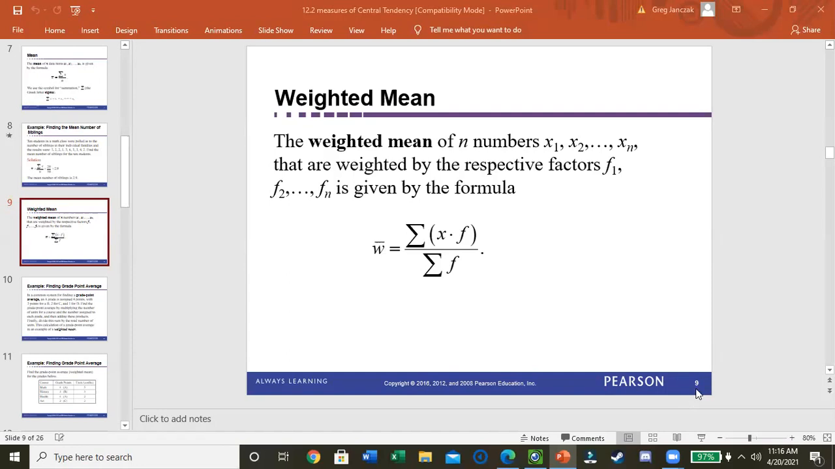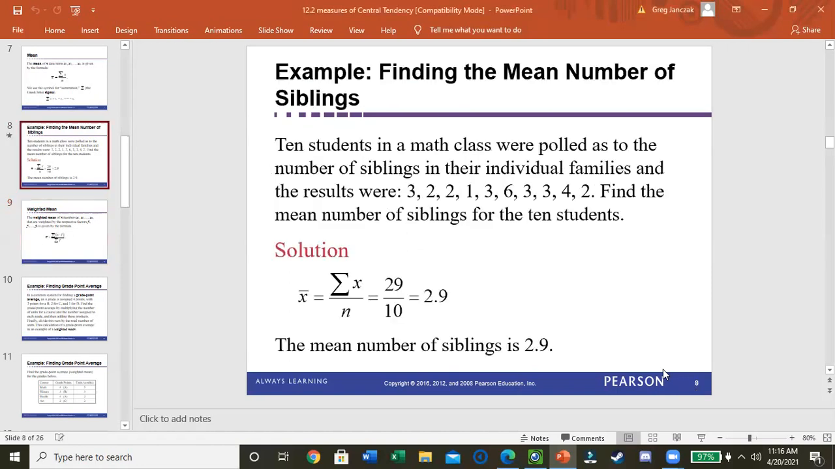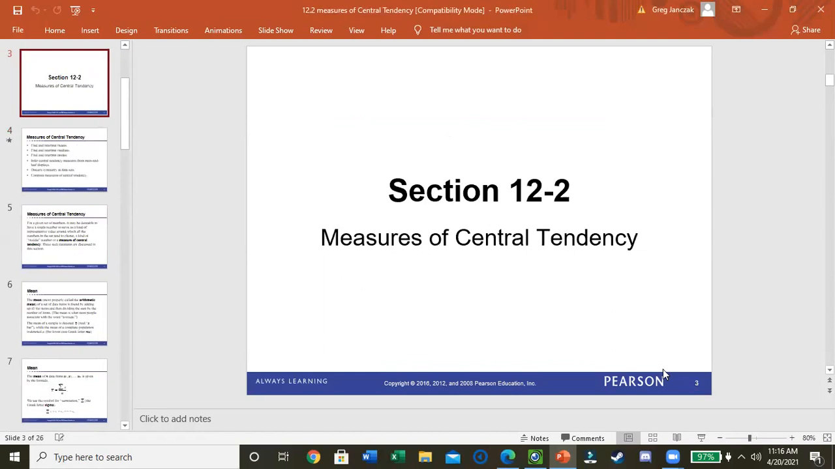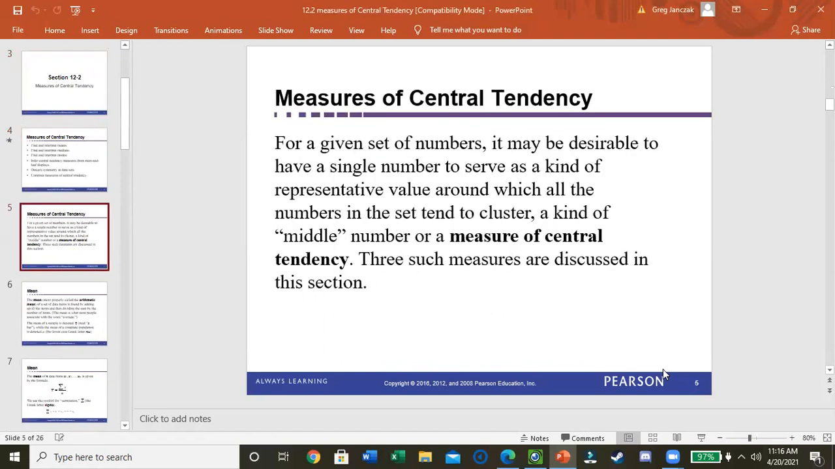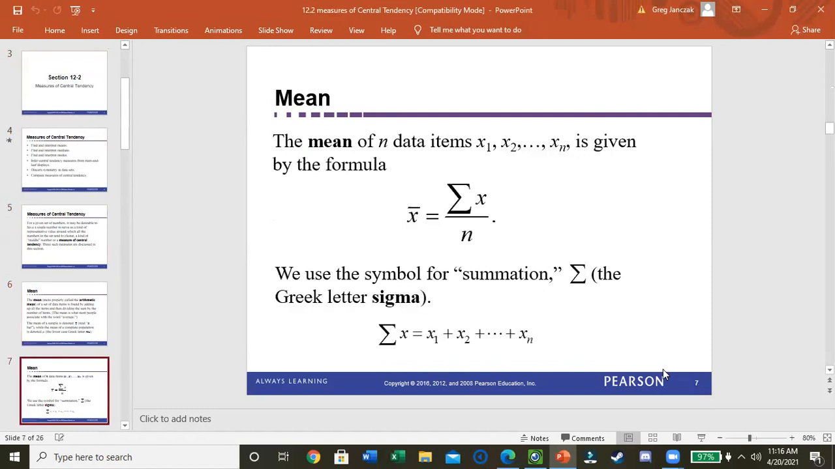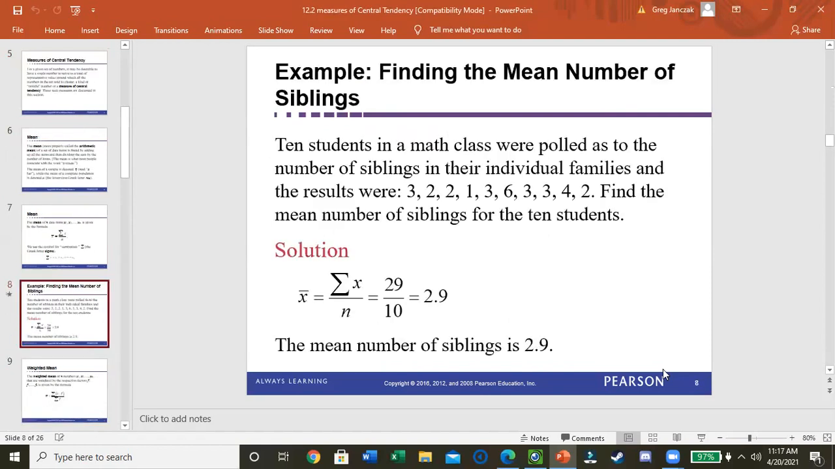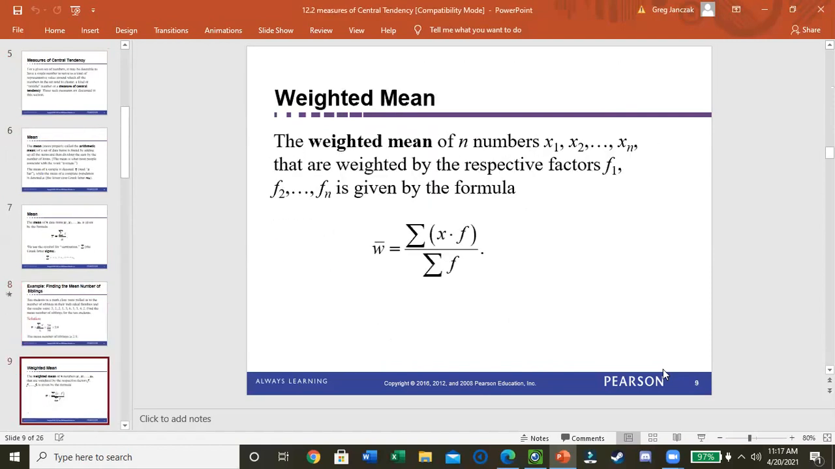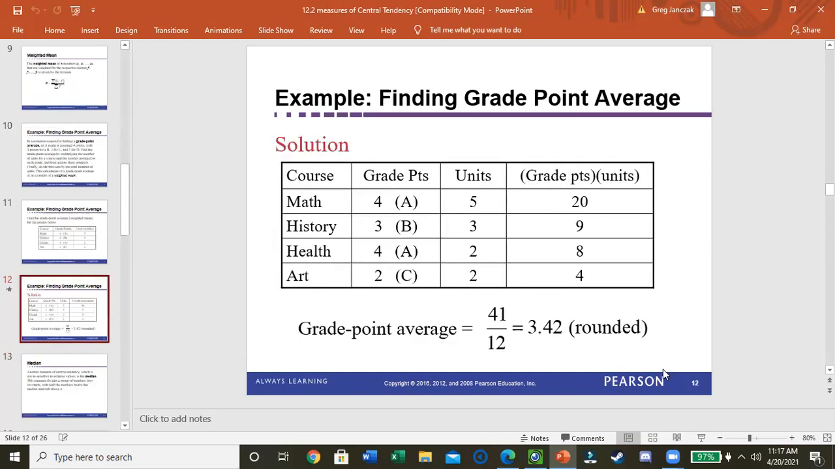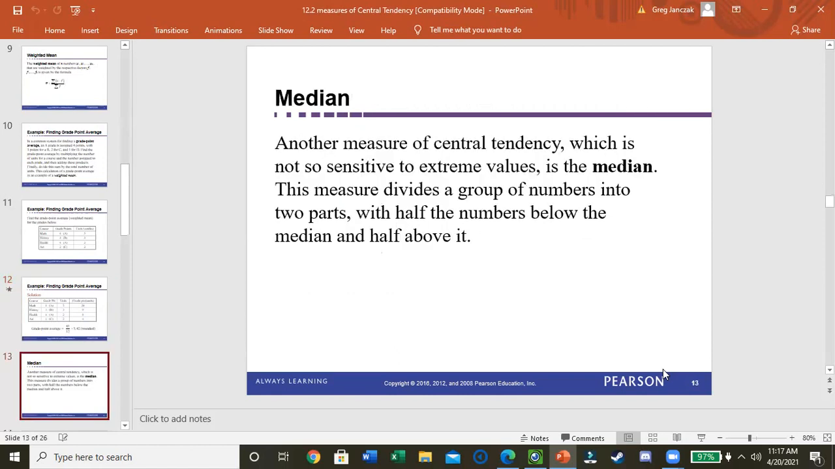So back up. This is where we started. We talked about measures of central tendency. We talked about the mean, which is the average. It's basically the same thing as how you figure out your test average. We looked at a couple of examples, and we just did weighted mean right here. And weighted mean is like how you figure out your GPA. So this is as far as we've gotten.